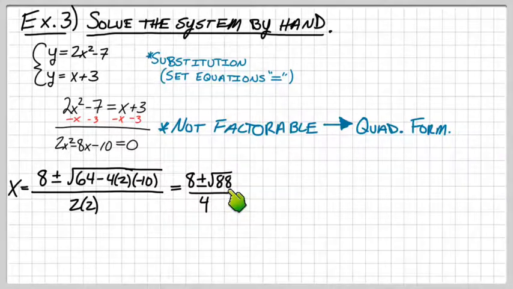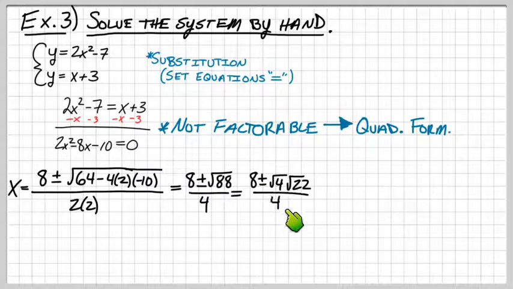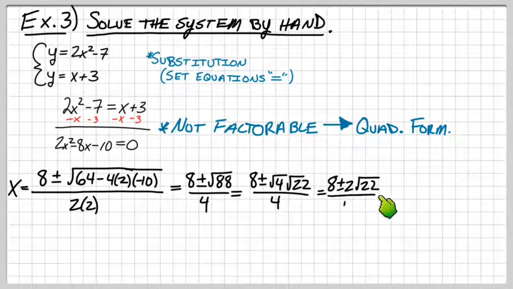Okay, 88 has a perfect square that definitely goes in there, and that perfect square is 4. So 4 goes in there 22 times. If you think about the square root of 88 as being 4 times 22, then you can just take the square root of that perfect square. So really we can just call that 2 root 22. So let's do that: 8 plus or minus 2 root 22. So the square root of 88 actually simplifies all the way down to 2 root 22.